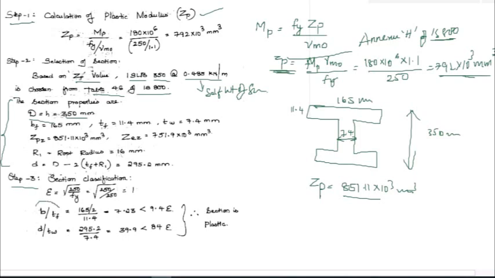We know that we need to verify two ratios, b by tf and d by tw. I told you that the top flange width is bf. So in this equation, this b is nothing but bf by 2. tf is the thickness of flange. So 165 by 2 divided by 11.4, 7.23. Epsilon is 1. Therefore, 7.23 is less than 9.4. Right? And d by tw, you got 39.9.